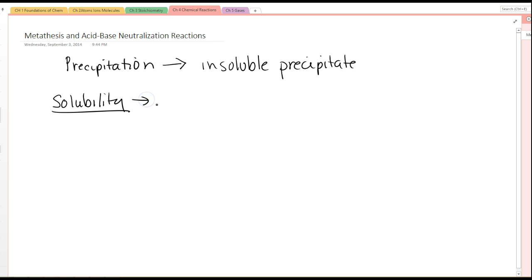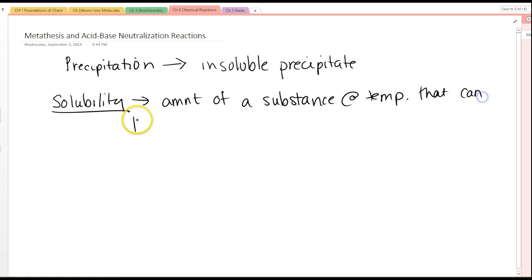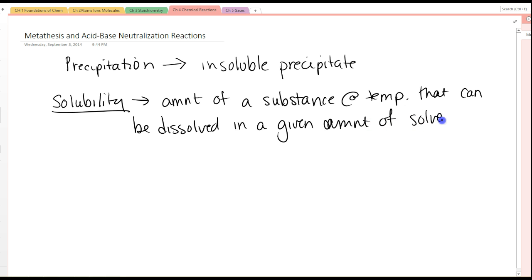Solubility is defined as the amount of a substance, at a given temperature, so it does depend on temperature, that can be dissolved in a given quantity of solvent at that same temperature. So notice the temperature thing.